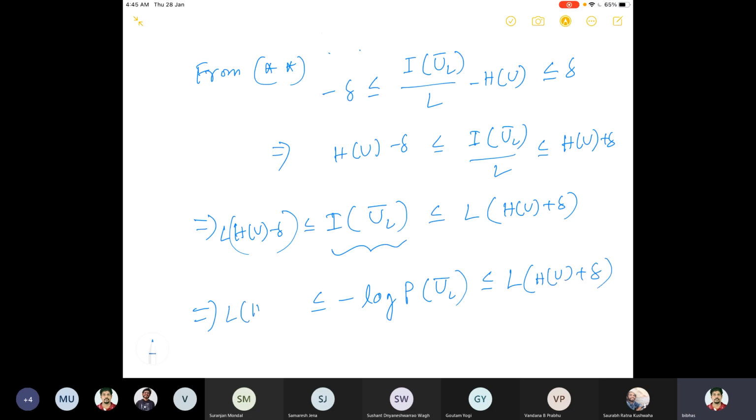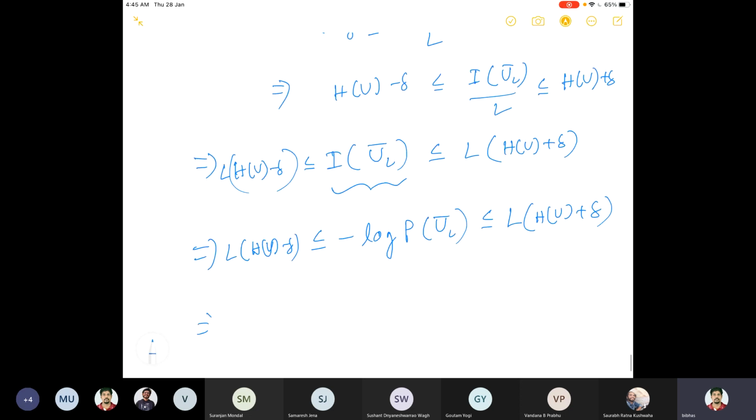This is L(H(U) minus delta). From here, what can you say? Can I say the probability of u_L bar is less equal to 2 to the power minus L(H(U) plus delta), and it is bigger equal to 2 to the power minus L(H(U) plus delta)? Can you say like this?